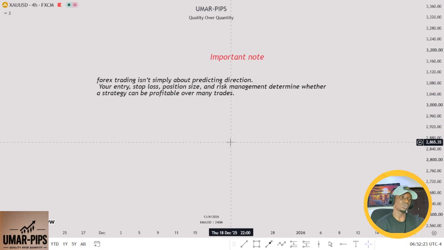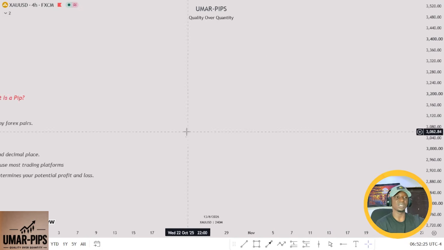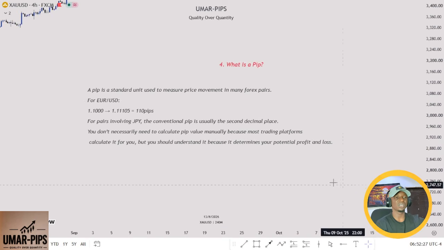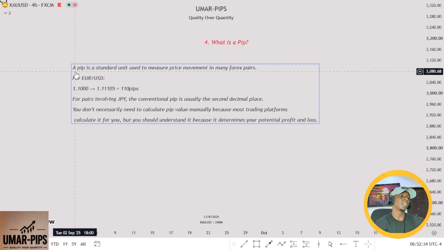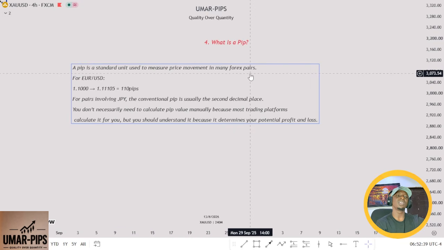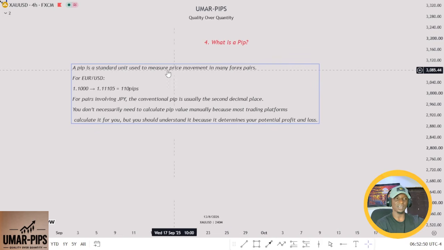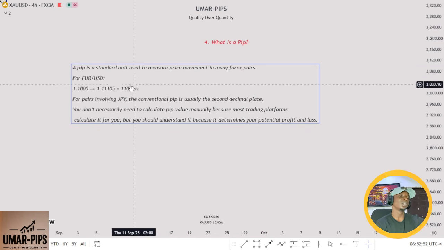Let's go to the 4th topic, which is the last topic. Pips. What does pips mean? Okay, a pip is a standard unit used to measure price movement in many forex pairs. For example, I like using Euro USD because it's the pair that almost everyone knows. Even if you are not a trader, you know what Euro USD is.